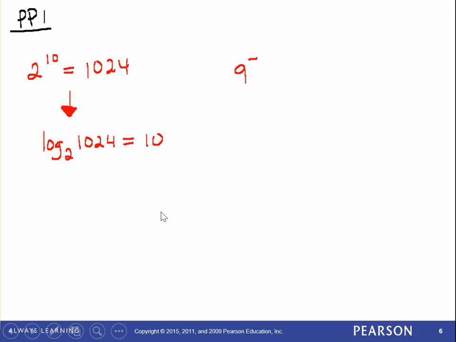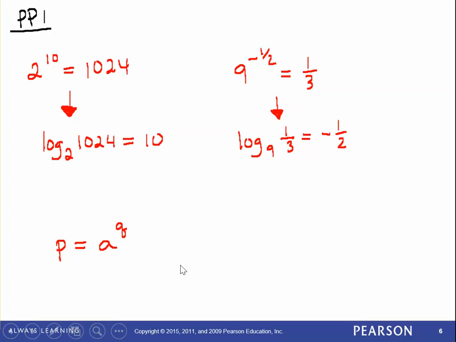So 9 to the -1/2 exponent is equal to 1/3. So we go log of my base, which is 9, of my number, which is 1/3, and the exponent is -1/2. Alright, and how about the last one here? This one is just variables. P is equal to a to the q, which just means log of my base, which is a, of my number p is equal to q.